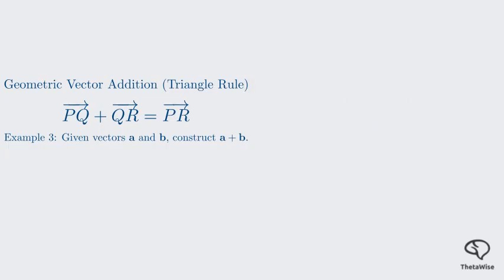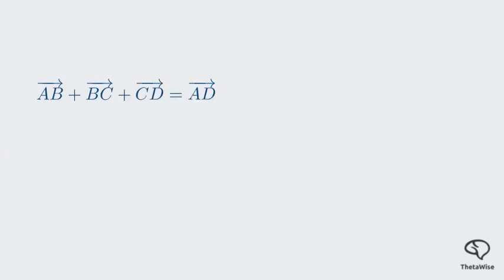We can extend this idea to multiple vectors. If we have a sequence of vectors that connect tail to head, their sum is simply the vector that closes the figure, running from the tail of the first to the head of the last. For example, vector AB plus vector BC plus vector CD equals vector AD. This method simplifies complex paths into a single direct displacement. We have now seen that by following vectors tail to head, we can find their geometric sum, which represents the overall journey.